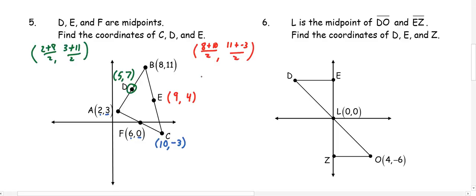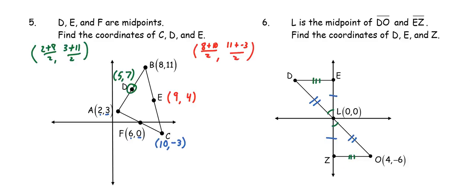6. L is the midpoint of DO and EZ. Find the coordinates of D, E, and Z. So if L is the midpoint of those two sides, I know that LE has to be congruent to LZ, and I know that DE has to be congruent to ZE. So if the two sides are congruent and we have vertical angles here, thinking back to the last chapter, remember that these two sides, DE and ZE, are also congruent.